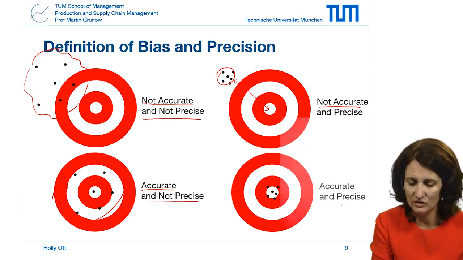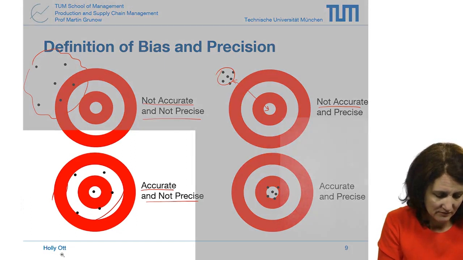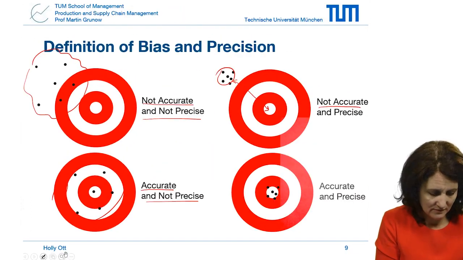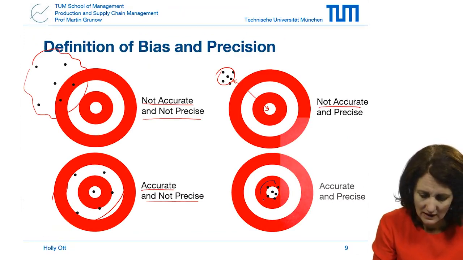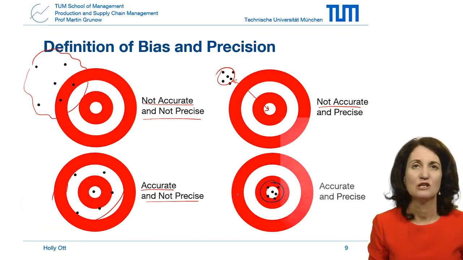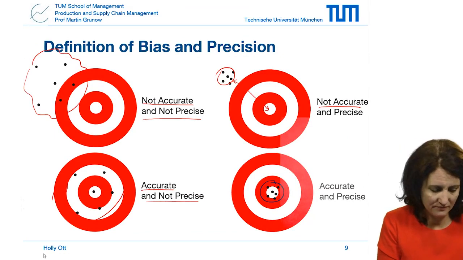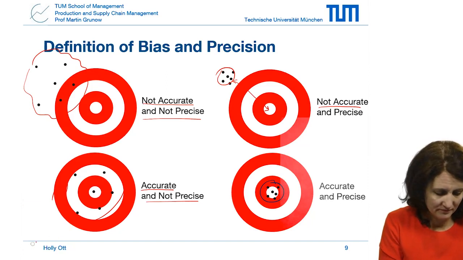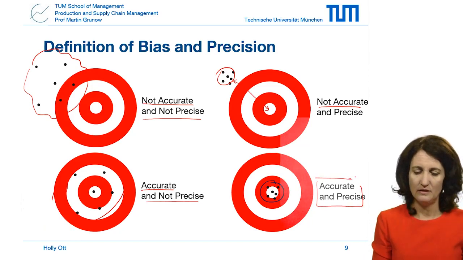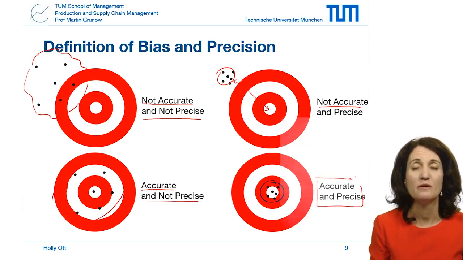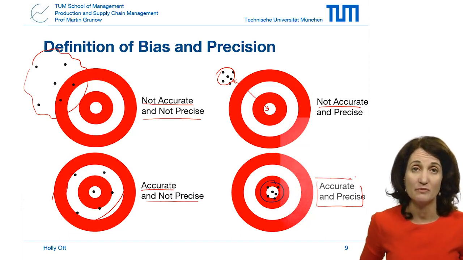High bias and high precision for this last one. So maybe that gives you an easier way to think about these ideas of bias and precision.